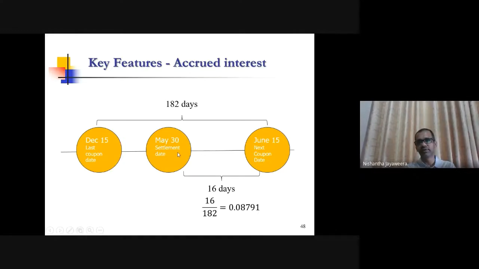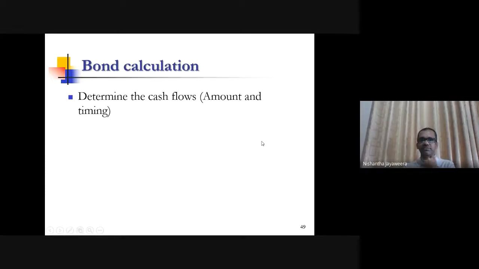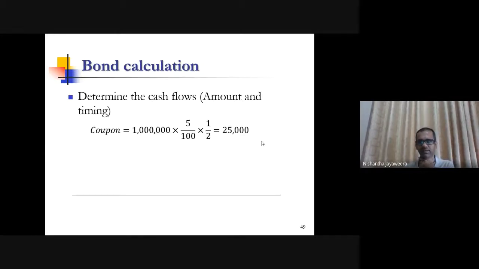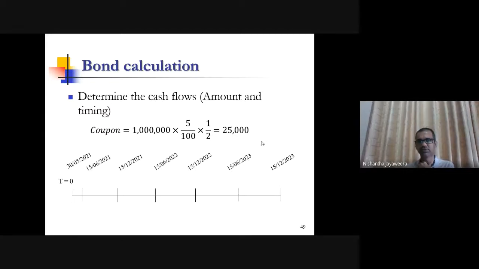To calculate the price, what we need is the settlement date and the number of days between the settlement date and the next coupon date. Then we decide the cash flows and the timing of the cash flows.